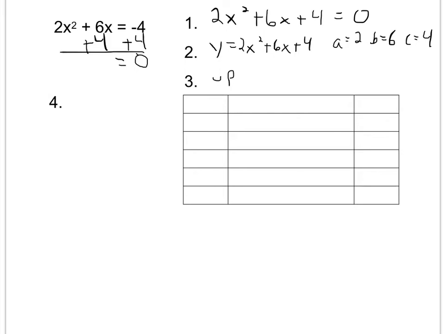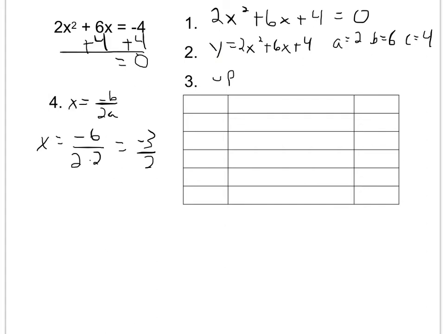So for my vertex, the x-coordinate is the opposite of b all over 2a. That means my x is the opposite of b, which is negative 6, all over 2 times a, which is 2 times 2. So that's negative 6 over 4, which is the same as negative 3 halves for the x value. Now to find the y value of the vertex, I need to plug in my x value into that function to get y.